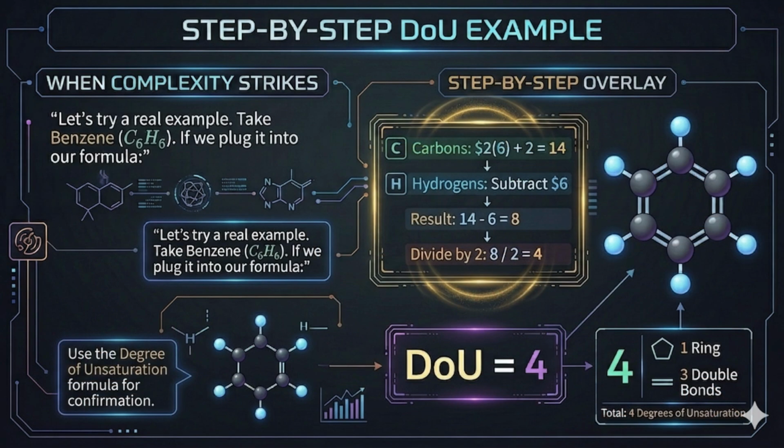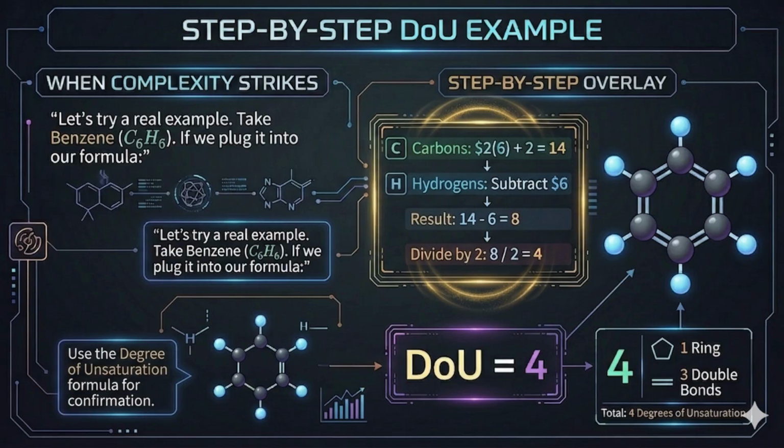Let's put that golden formula to work with a classic example, benzene. Its chemical formula is C6H6. Looking at it, you might wonder how those 6 carbons and 6 hydrogens fit together. Let's solve the mystery step by step. Step 1, the carbon calculation. Look at the carbons. We have 6. Using our formula, we calculate 2 times 6 plus 2. That gives us 14. This number represents how many hydrogens a perfectly saturated 6-carbon chain should have.